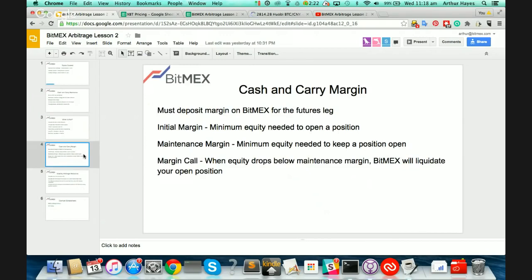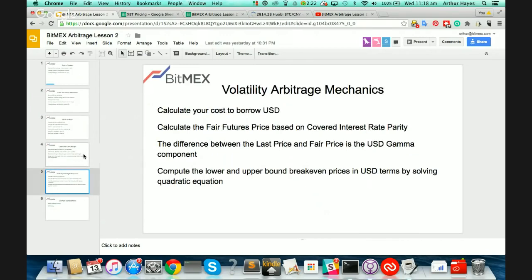Okay, now that we've covered cash and carry, let's go on to the basics of volatility arbitrage. Now I'm going to describe a very basic type of volatility arbitrage, and in future lessons I'll go into a more advanced version of this strategy. So the mechanics are, first you calculate again how much does it cost you to borrow US dollars to buy Bitcoin. You want to compute the fair futures price based on covered interest rate parity using your borrowing costs. And then you want to look at the difference between the last price of the futures contract and that fair price.